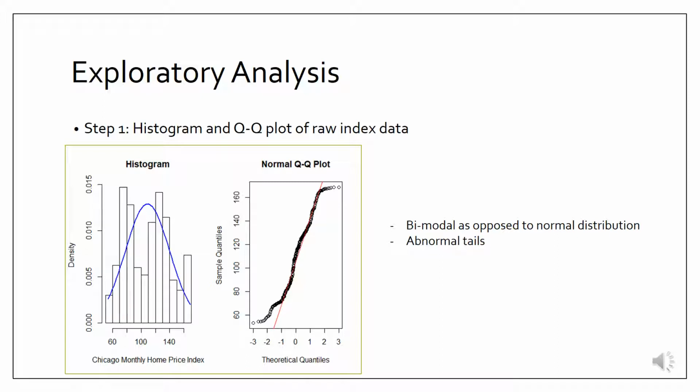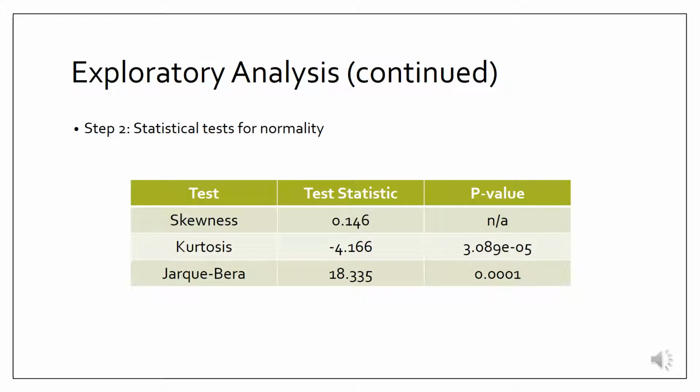First, a histogram and QQ plot were created from the raw index data to visually check for normality. Based on the plots, it appears as though the series is not made up of completely normally distributed data. First, the histogram appears to show more of a bimodal than normal distribution. Second, the data points on the upper and lower ends of the QQ plot stray from the red center line, indicating abnormal distribution tails.